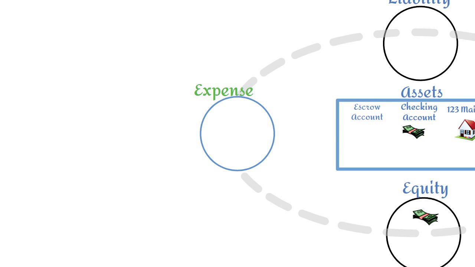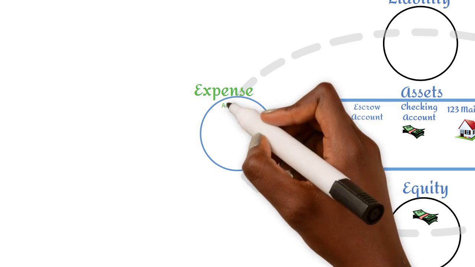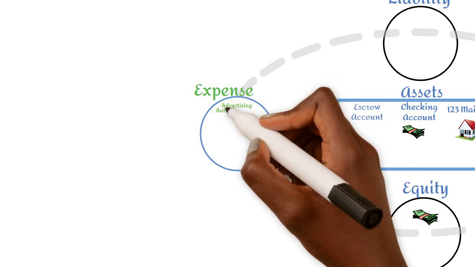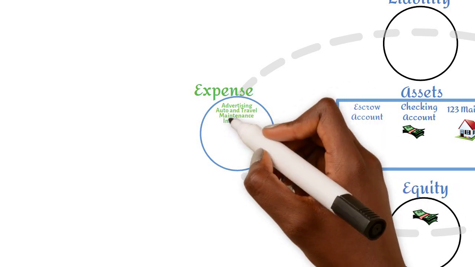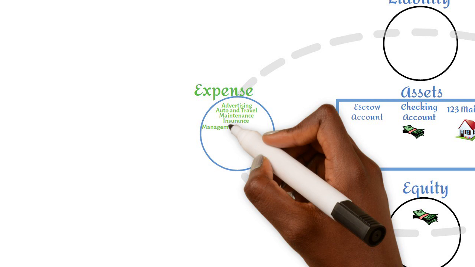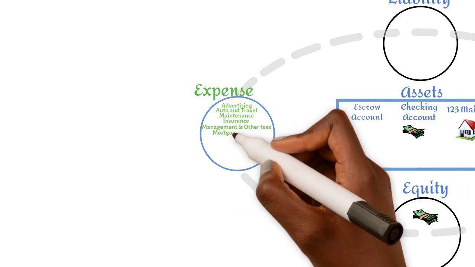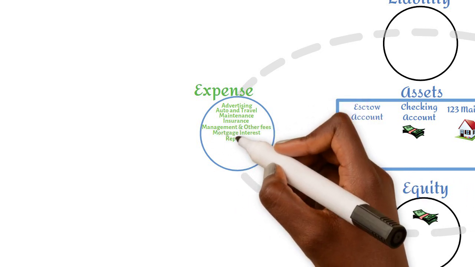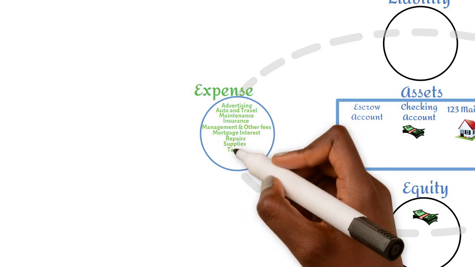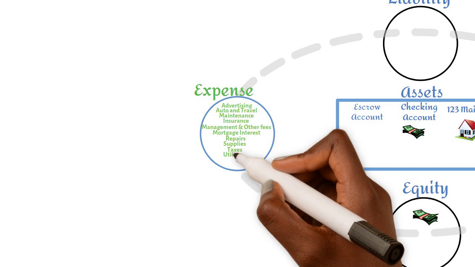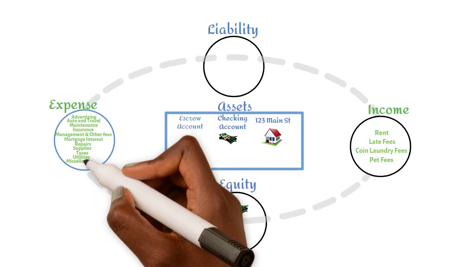In the US, for example, these categories would include expenses for advertising, auto and travel, cleaning and maintenance, insurance, management, legal and other fees, mortgage and other interest payments, repairs, supplies, taxes, utilities, and the like.